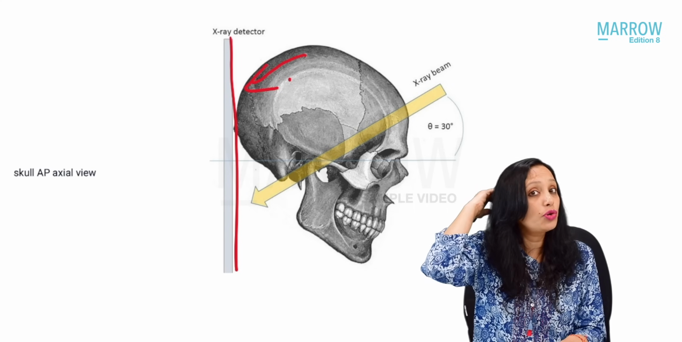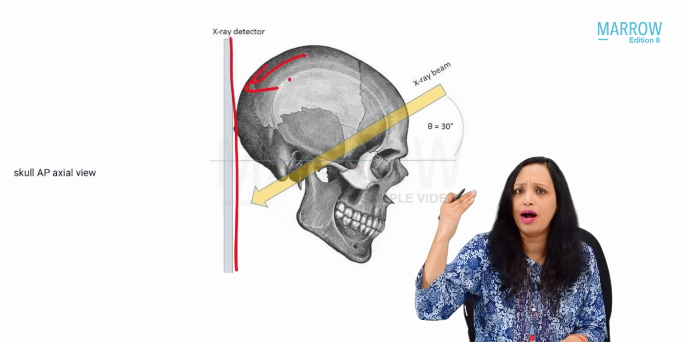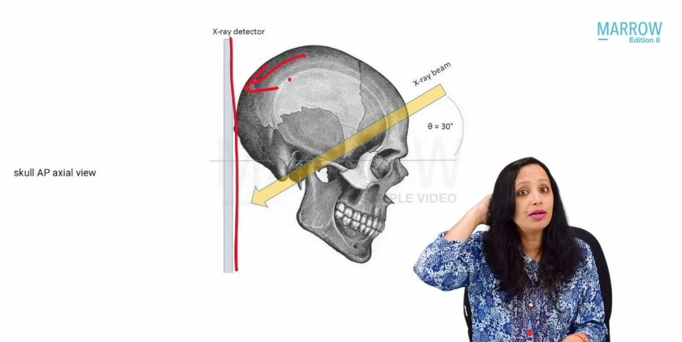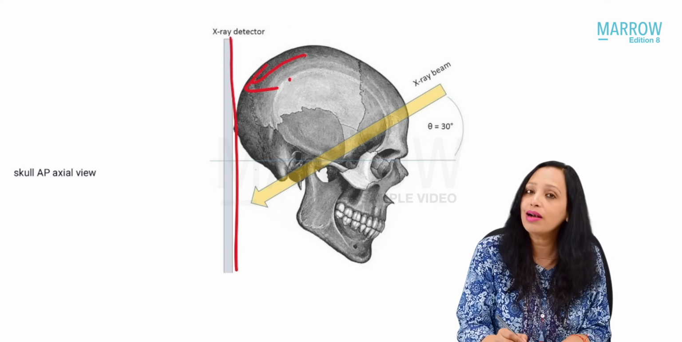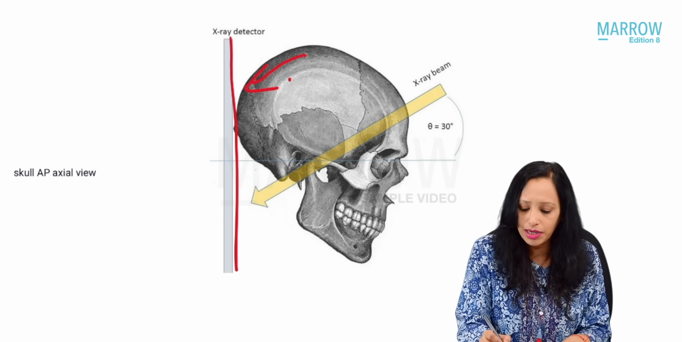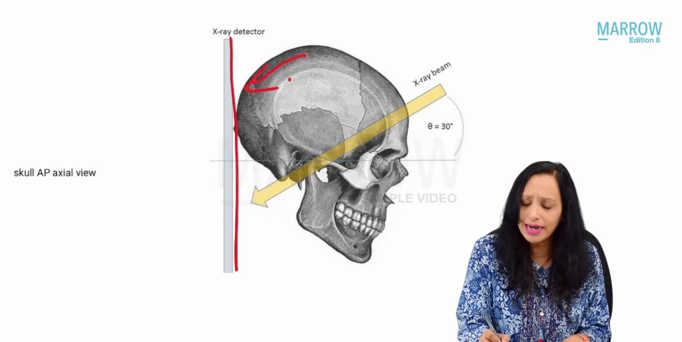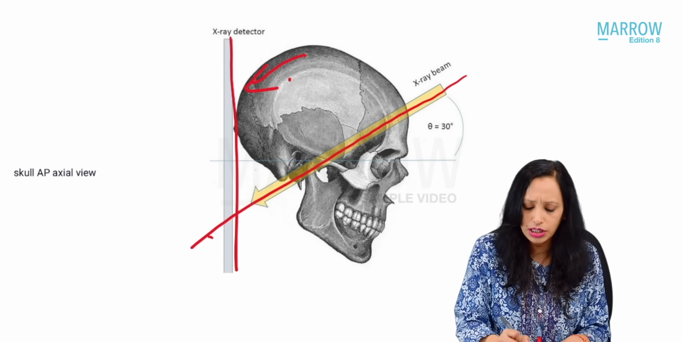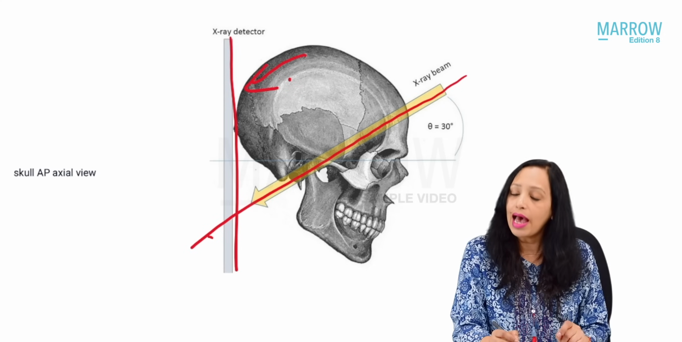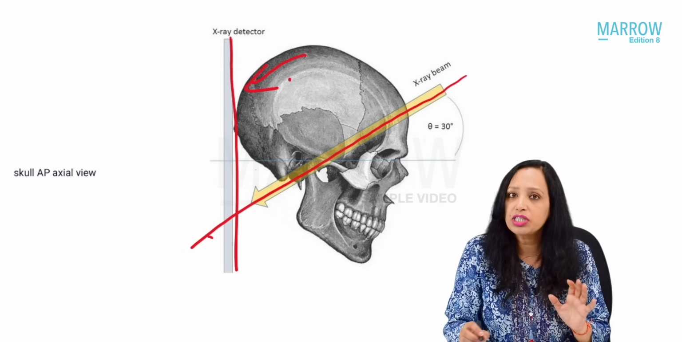So if we want to view the posterior part, which part should face the X-ray detector? Yes, the posterior part. So here the posterior part is facing the X-ray detector and the beam is going at an angle of 30 degrees posteriorly. So it is also known as skull AP, anteroposterior axial view. This is what is Townes view.